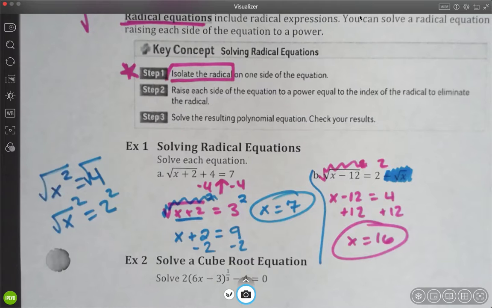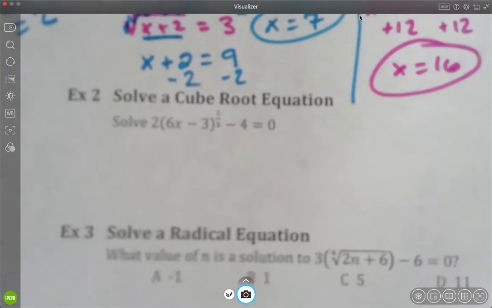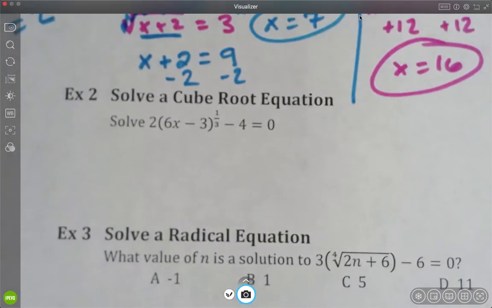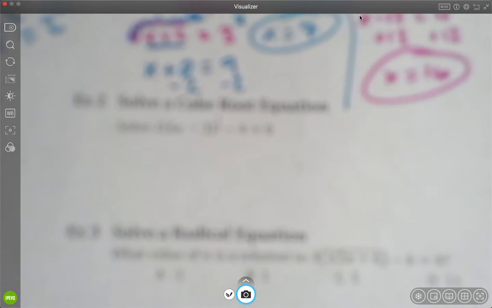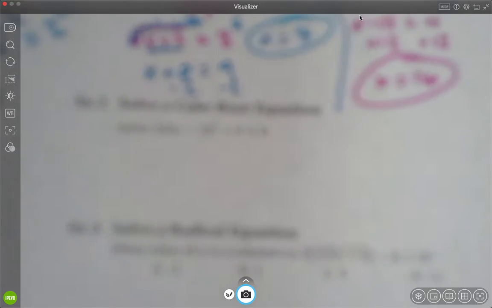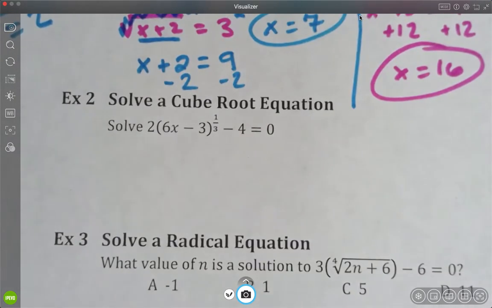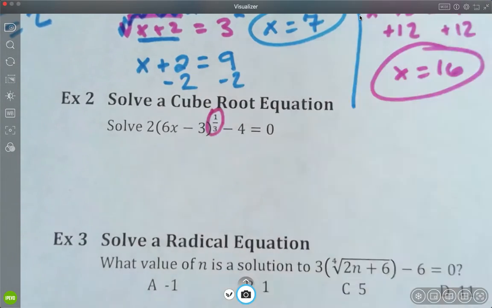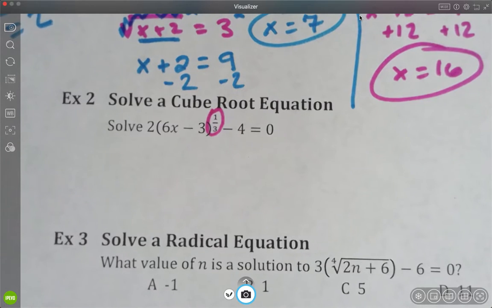Example 2 is going to be tougher, so you're going to have to listen to this. Example 2 is a little tougher. And what the heck does that stuff even mean on example 2? Let's make it unfuzzy. Okay, hold on. What does this thing mean right here? What's the 1/3 power mean? Okay, this is what this means.